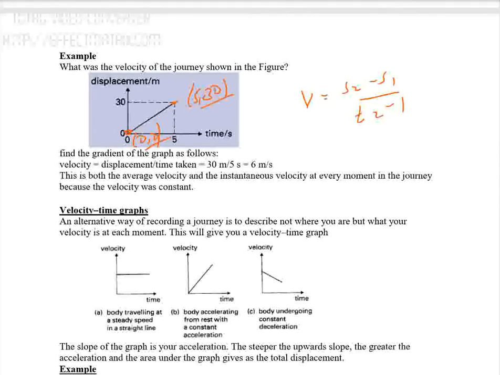Therefore, this one is time and this one is S. Therefore, S2 is 30 minus S1 is 0, over 5 minus 0. And finally, 30 over 5. This becomes 6 meters per second, which is the final answer.